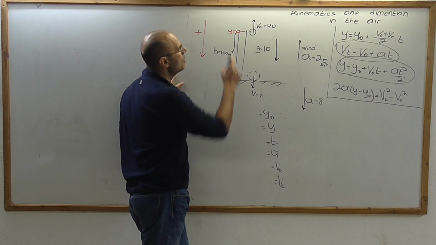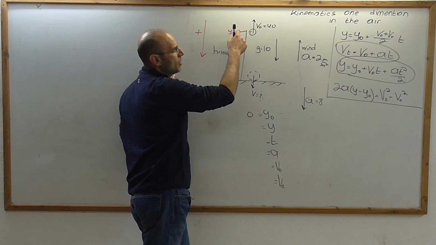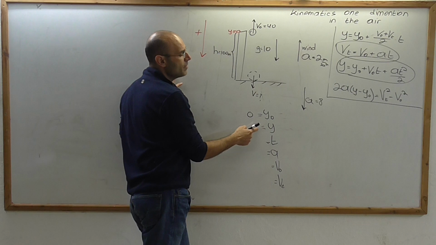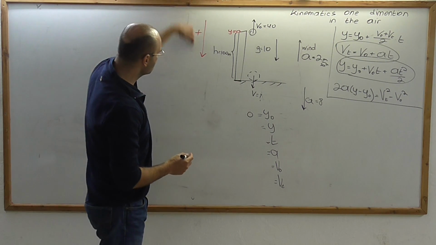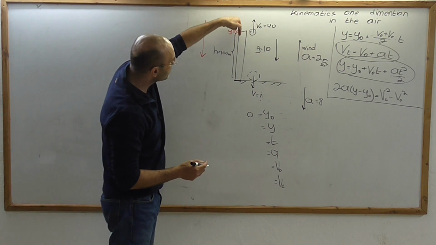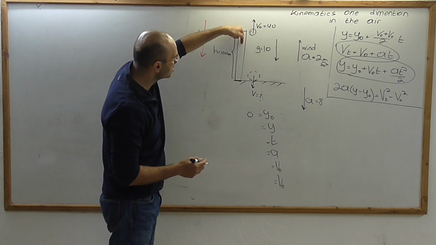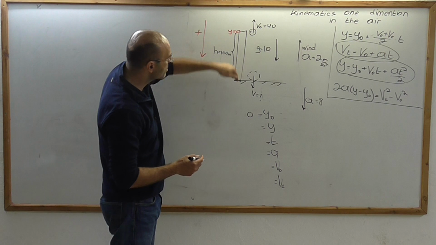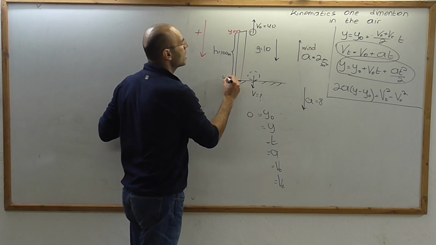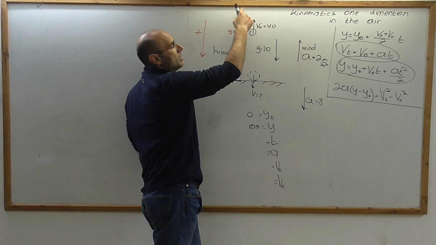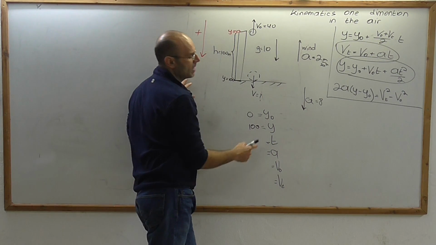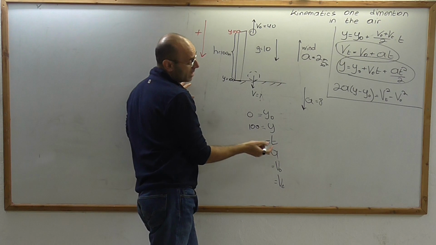Okay, y0 is 0, because this is my origin, it starts here. When it finishes, it lands here. Now, if this is the positive direction, numbers increase this way. So if it's 0 here, the number will be 100 here. So it finishes at y equals 100. These numbers will be negative. Time will be, I don't know.